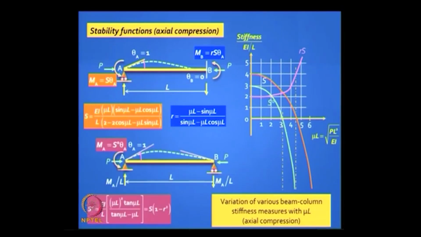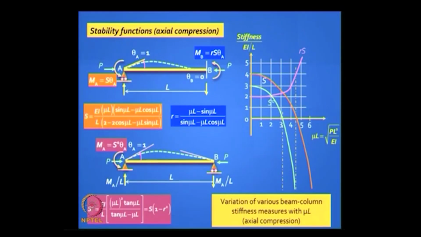We also studied the modification that needs to be done if you have the far end as hinged, then the 4 EI by L reduces to 3 EI by L and the notation we use is S naught, and interestingly S naught is related to S and R. S naught is capital S into 1 minus R squared, you can prove it, and interestingly you can apply it for the default values also.